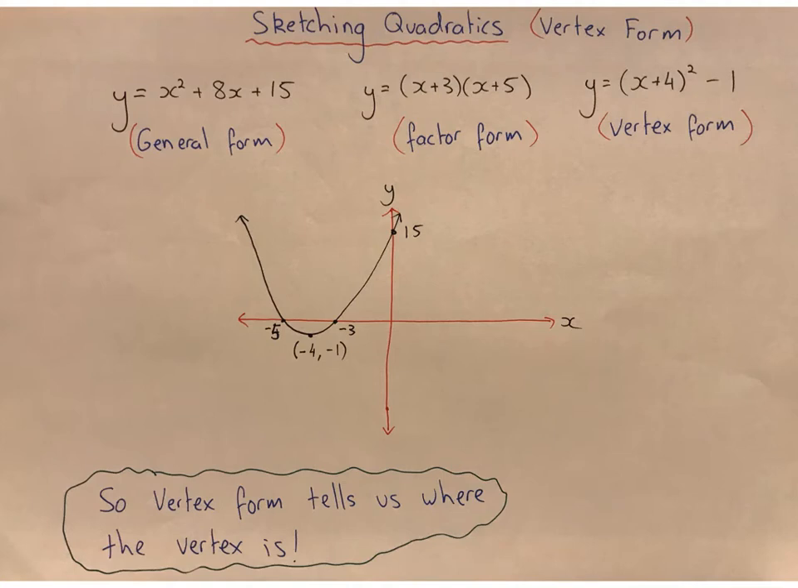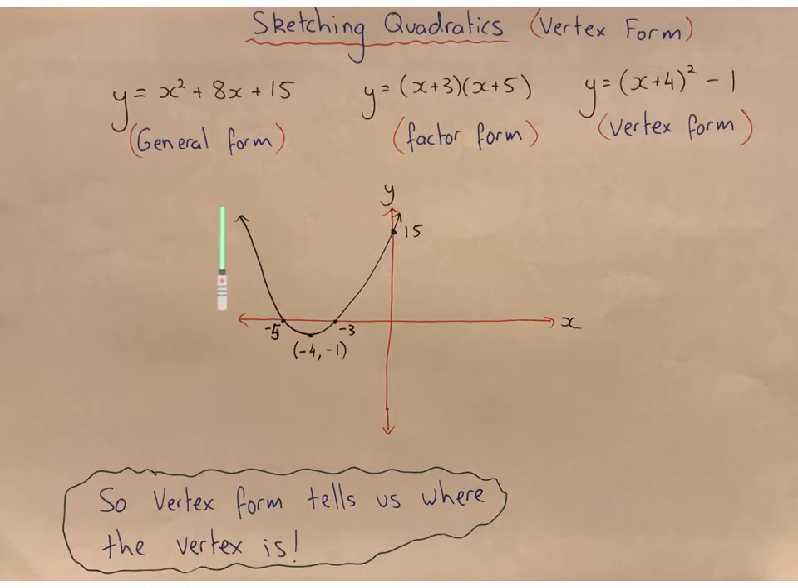Here we see the same quadratic written in three different forms. First, the expanded general form, so x squared plus 8x plus 15, and then the factor form, where I've factorised that expression. There's another form that we'll look at, which is called vertex form.